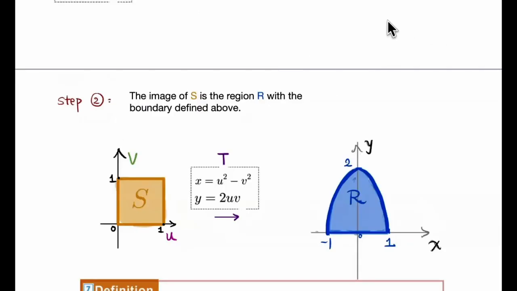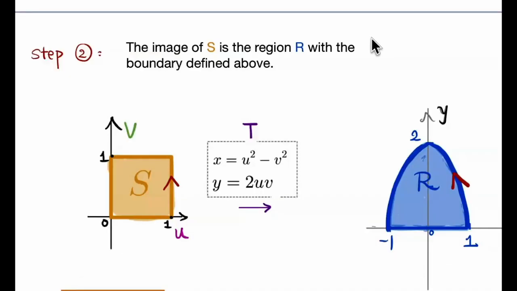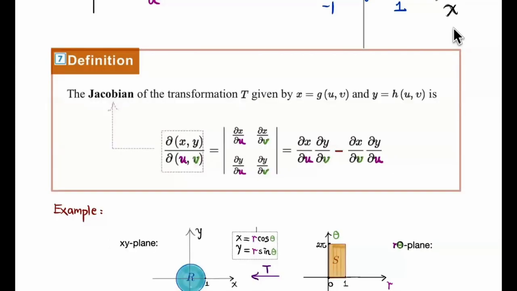Step 2. Now we can conclude that the image of this S under this transformation is going to be this region R with the boundary defined above. Notice that as we move around this square in this counterclockwise direction, we also move around this region R in the counterclockwise direction. Next, we're going to introduce a new definition called the Jacobian.